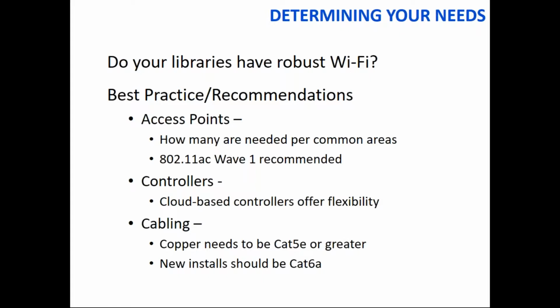If you're looking at new cabling, whether it's a drop on the wall, or something basically running cabling into the ceiling where you're going to mount an access point, again, copper needs to be Cat 5e or greater. Anything that you're installing new should be Cat 6a, so that you're starting out with current standards.